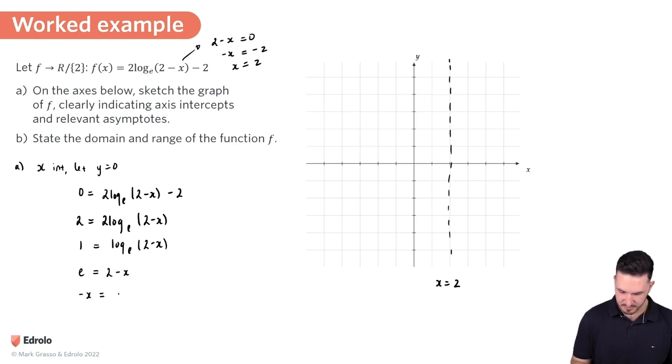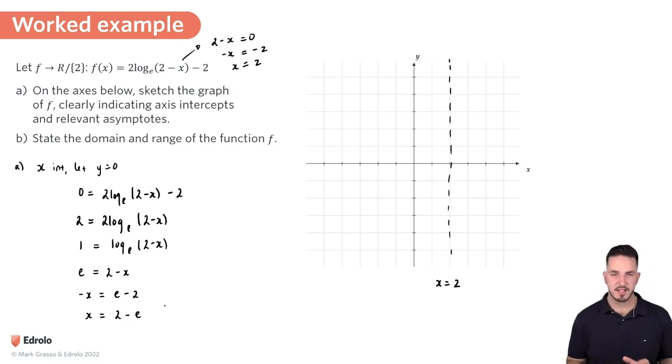Negative x equals e minus 2, which is approximately 0.7. So therefore x equals 2 minus e. So leave it in exact value. If e minus 2 is approximately 0.7, 2 minus e should be approximately negative 0.7. So at least we know it's in the negative direction. So it should be close to here. So it's going to be 2 minus e comma 0.